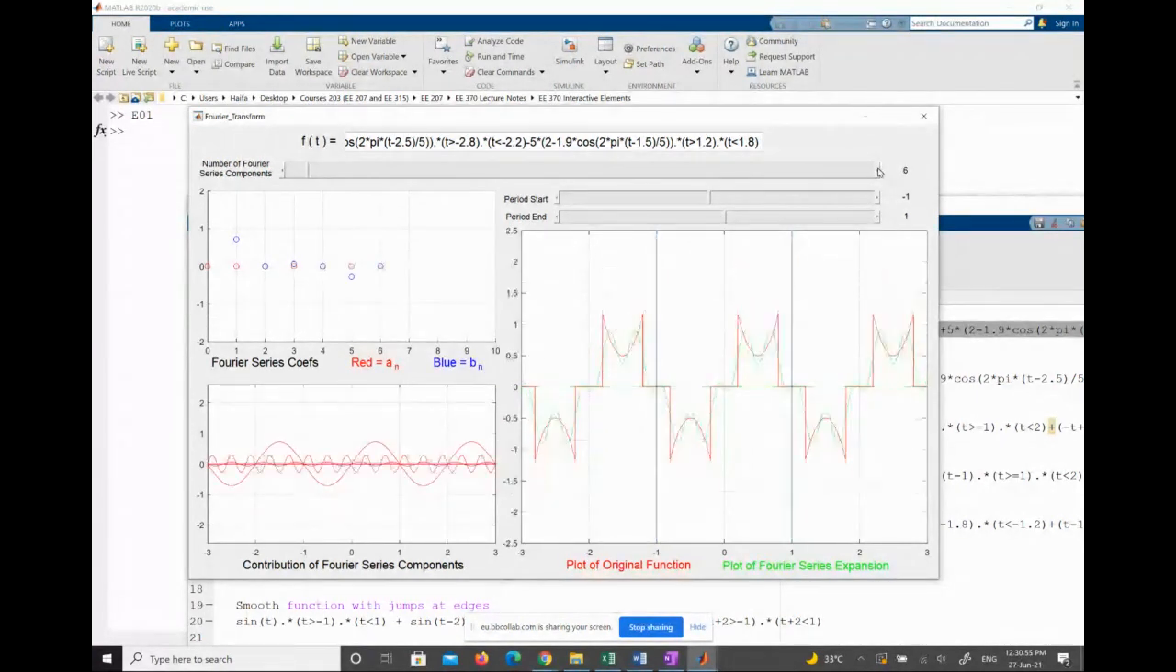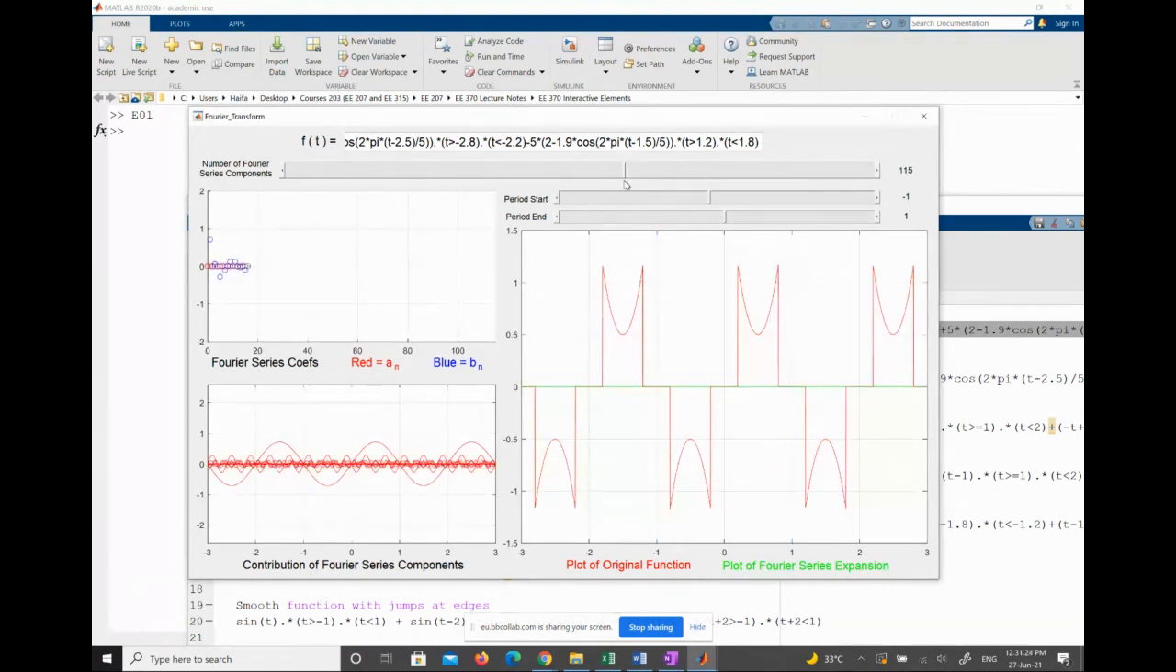Let me add more. Now notice that as I added, some of the components were positive and some were negative. But now the approximation is getting better. The green is, I'm not going to say almost equal to the red, but it's significantly better compared to the previous ones. Let me just take this and move it all the way to somewhere in here. Now it's going to take a while, my apologies, because of the way I programmed it. I'm sure someone who programs it better will be able to do a better job. But let me show you. It will take maybe half a minute or so.